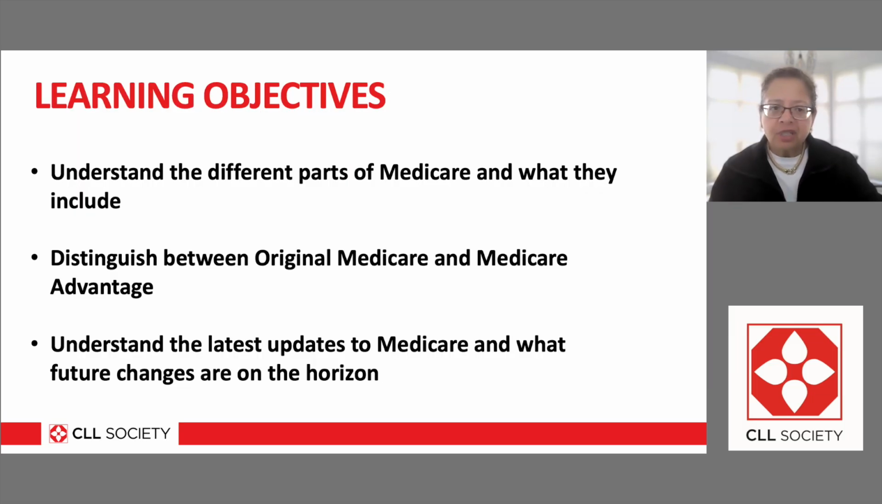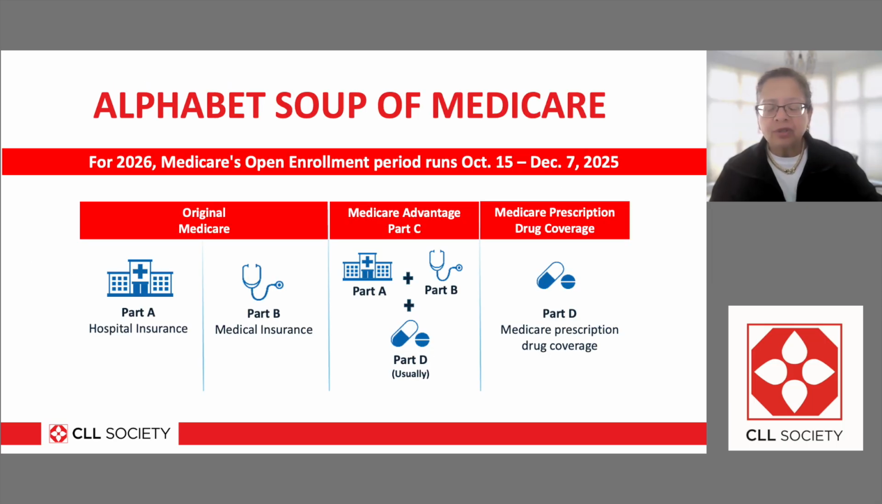Our learning objectives today: we hope you will take away an understanding of the different parts of the Medicare program and what each of them includes. We'll spend a few minutes talking about original or traditional Medicare and how that differs from Medicare Advantage. And finally, understand the latest updates to Medicare in terms of changes that have come about in 2025 and will come about in 2026. So this is often referred to as the alphabet soup of Medicare.